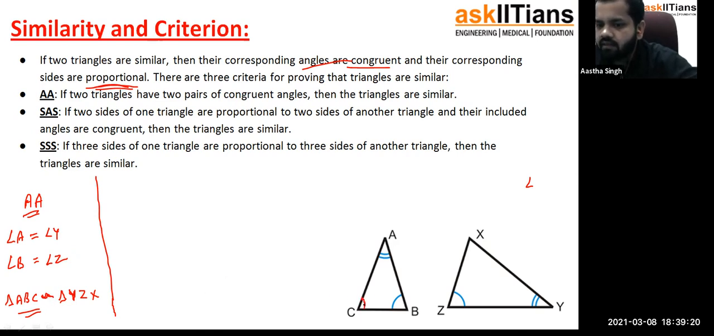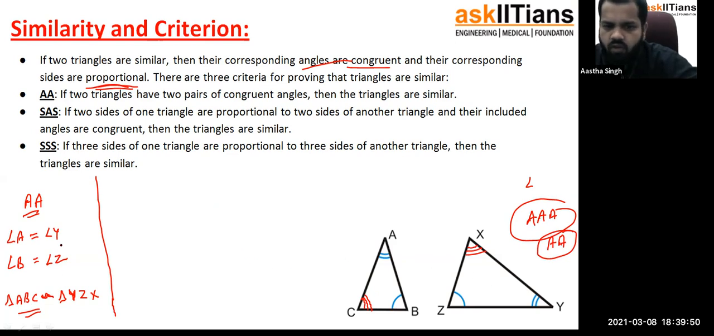Definitely yes. The third angle will be equal. That's why we do not write AAA. We only write AA, because if two pairs of angles are equal, the third pair will always be equal. Okay, why? Because the sum of interior angles of a triangle is equal to 180. We can easily subtract. Let me show you.